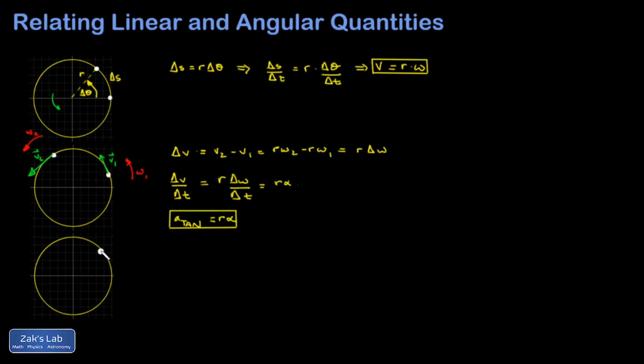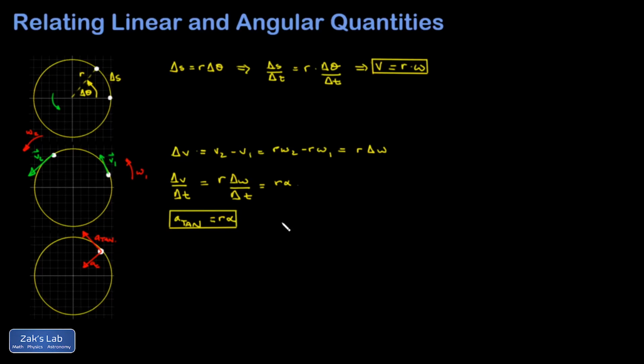Finally, I wanted to bring up that if this disk is changing its rotation rate, what I just found was the tangential component of the acceleration of that paint spot. So that's keeping track of the fact that the spot is moving faster and faster and faster. However, simultaneously, to move on a circular path, there must be a component of acceleration pointing to the center of curvature, and it has to have a magnitude of v squared over r in order to keep the paint spot moving on a circular path.